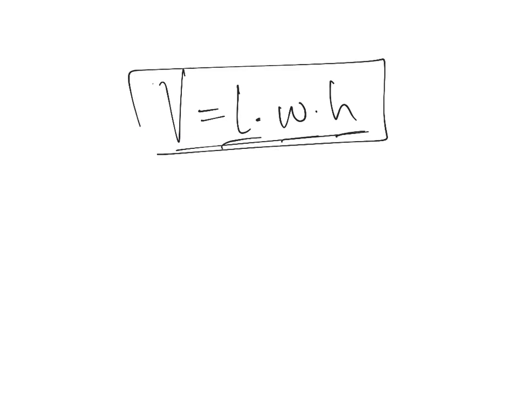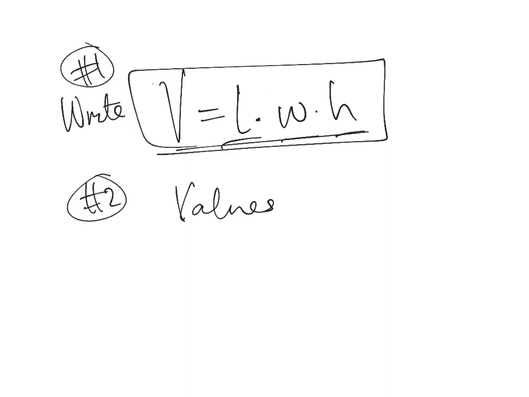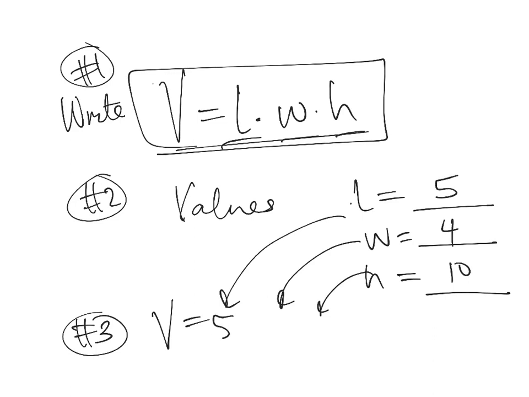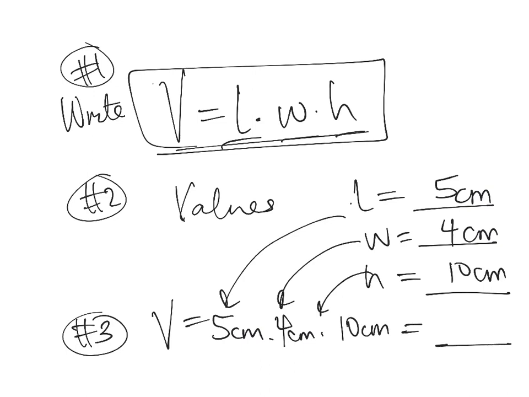So whenever you have a formula, how do we do problems that involve formulas? We write the formula, right? Step 1, write the formula. And then step 2, write the values you've been given. So if you've been given the length, write it down. The width, write it down. And the height, write it down. And then step 3, take the values you've been given and plug them in to the formula. If you're looking for the volume, let's say it's 5, 4, and 10. You have 5 centimeters, let's say this is in centimeters, times 4 centimeters times 10 centimeters. And your answer will just be found by multiplying these out. So that's just an example.